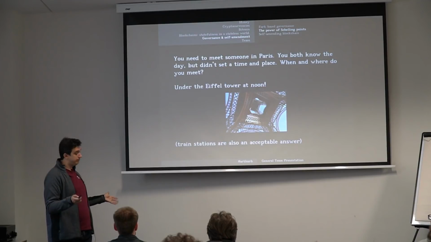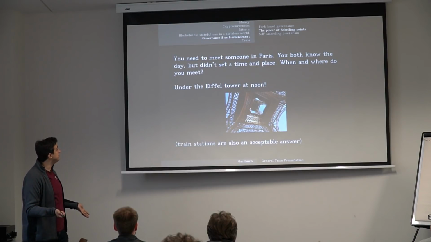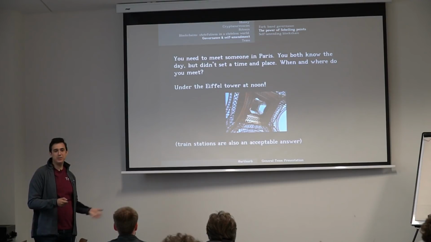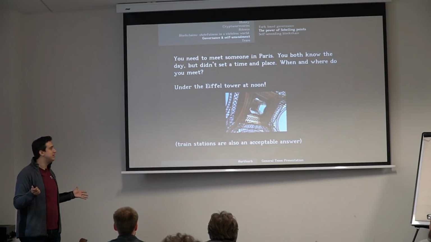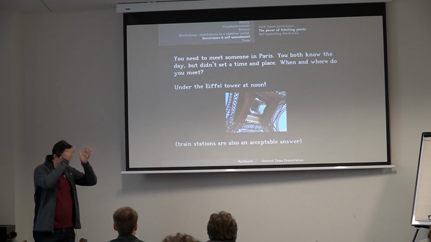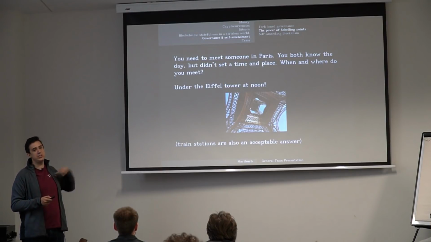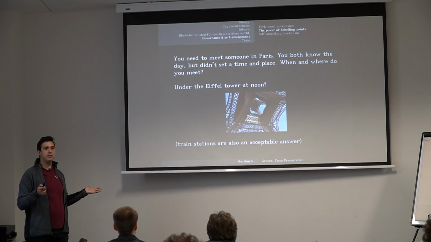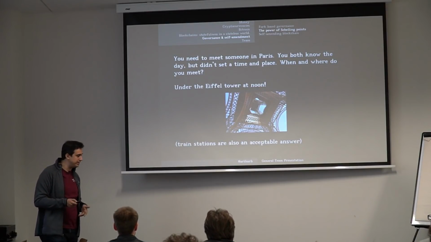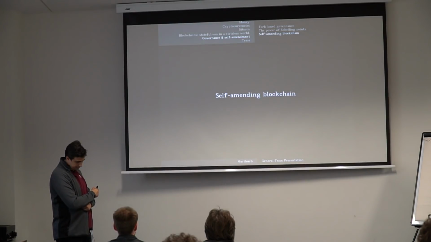To give you an idea of a Schelling point, say you need to meet someone in Paris, you both know the day, but you didn't set a time and place. Where do you meet? Usually I pause here, so it's more dramatic. But the usual answer I get, and it works almost every time, is that you meet under the Eiffel Tower at noon. That's where you meet if you didn't set any details, because it's the obvious choice. The Eiffel Tower is kind of central, and you'll find the person. Without coordination, it's what people would come up with. Train stations are also an acceptable answer in most cities. That's a Schelling point. Without coordination, you agree on the natural one, and that's pretty much what dictates the result of forks in cryptocurrencies.